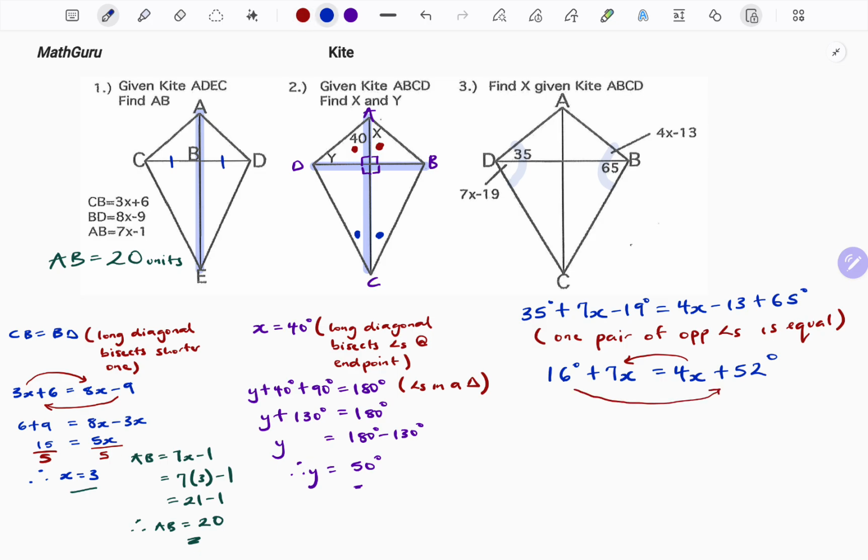So I'm going to rewrite my equation. I have 7x minus 4x will be equal to 52 degrees minus 16 degrees. 3x is equal to 52 minus 16. That will give me 36 degrees. To find x, dividing both sides by 3, I have 3 and 3, 1. Therefore, the value of x equals 36 divided by 3, 12 degrees.